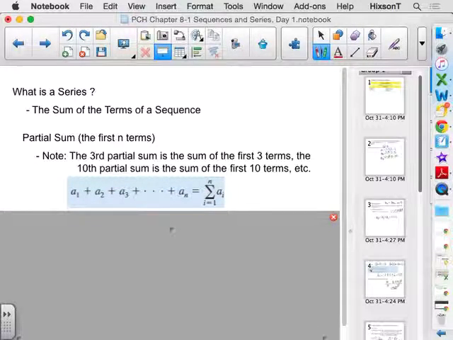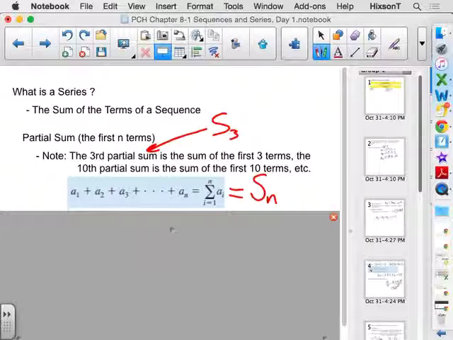You can write this a couple of different ways. There's actually one more way I'll add to this. You can list out all the terms, a sub 1, a sub 2, a sub 3, up to whatever n is. Okay? You can write it with the summation notation, i equals 1 to n. Or another way is just to use a capital S sub n. Okay? So if we were doing the third partial sum, we would call that S sub 3.